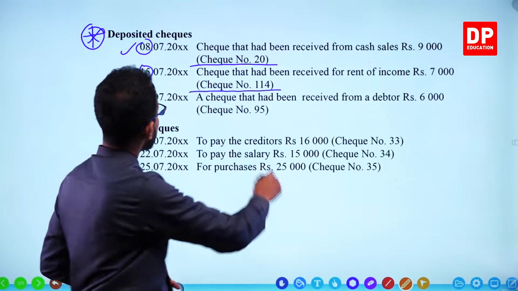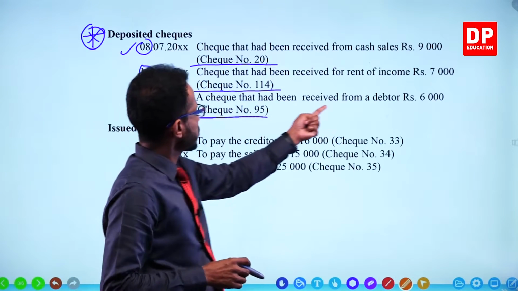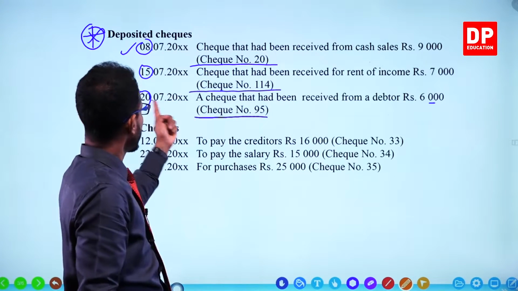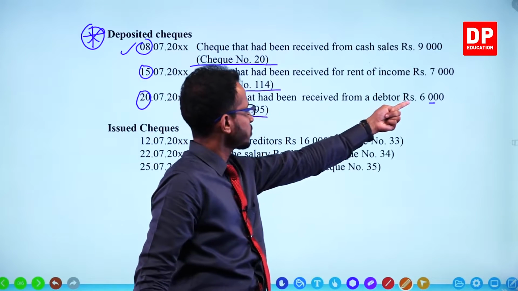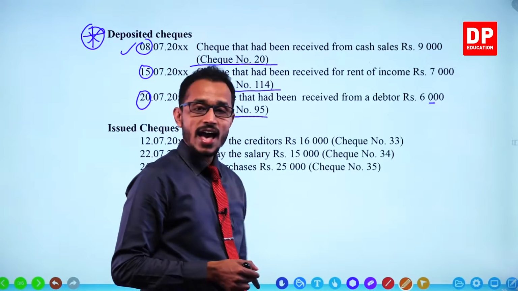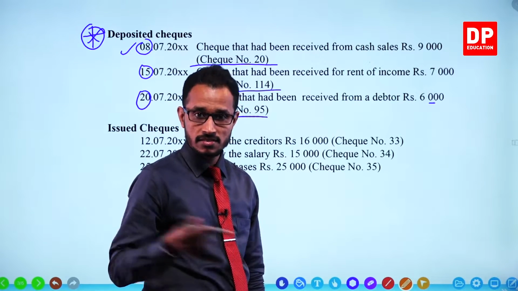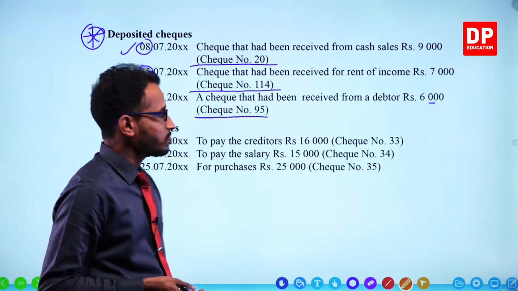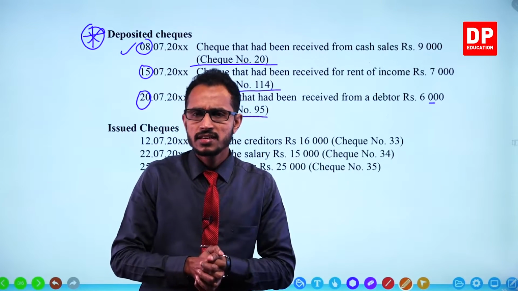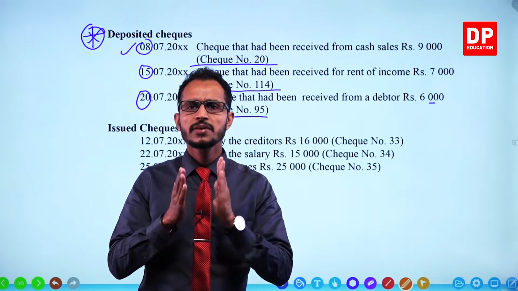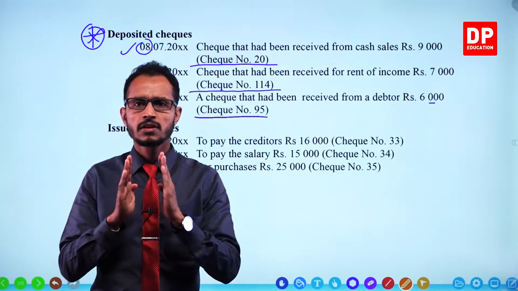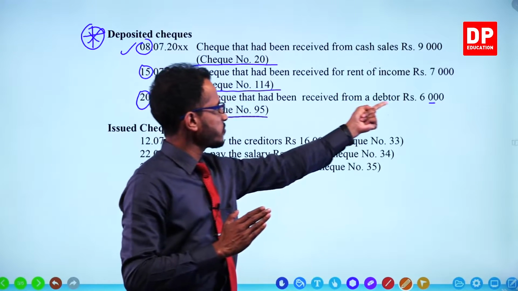Next transaction, 20th, check number 95, a check received from a debtor, 6,000. The check was received from a debtor, from a person who owed us money. He has brought it in and given us a check. Just tell me the double entry again. Randomly, I'm going to ask you what the double entry is in such a transaction. Can you see the transaction? A check that had been received from a debtor, 6,000.